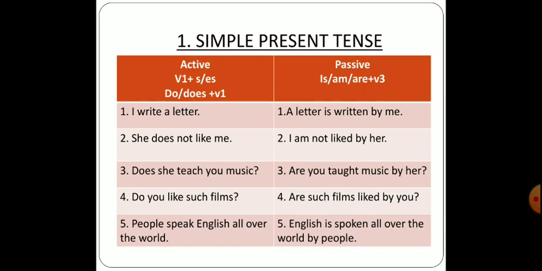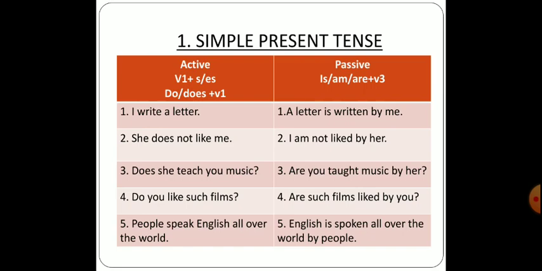The next one is do you like such films? So the passive form would be in interrogative only, that is, are such films liked by you? Now why have we used are over here? Because films is plural, so this will be are. If it was singular, then we would be using is. As it is plural, it will become are.